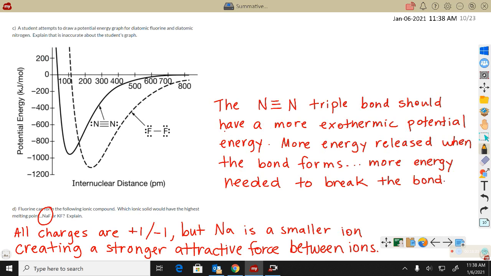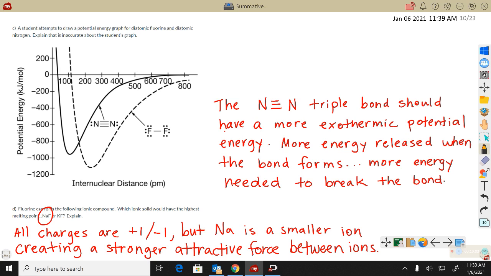All right, then there were 2 different versions of this graph, so you could have had one of the 2. A student attempts to draw a potential energy graph for diatomic fluorine and diatomic nitrogen. Explain what is inaccurate about the student's graph. Well, right there, they're telling you that there's something wrong with the graph. On a few cases, people were like, looks good to me. Like, looks great. They drew some awesome graphs. No, they didn't. They're telling us there is something inaccurate about the graph.